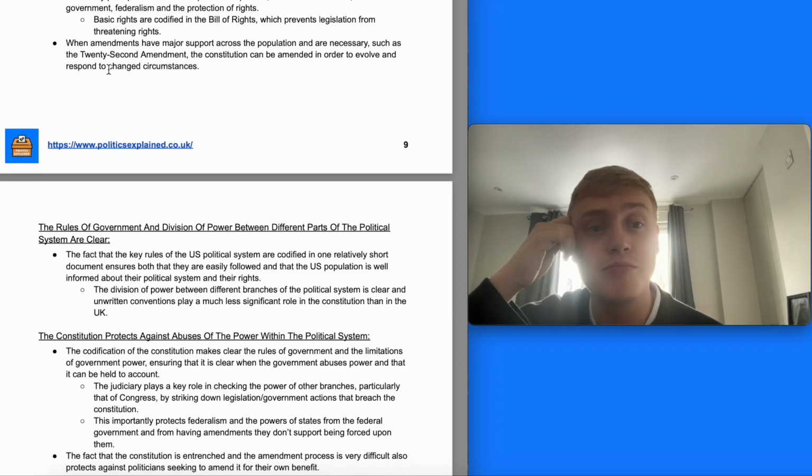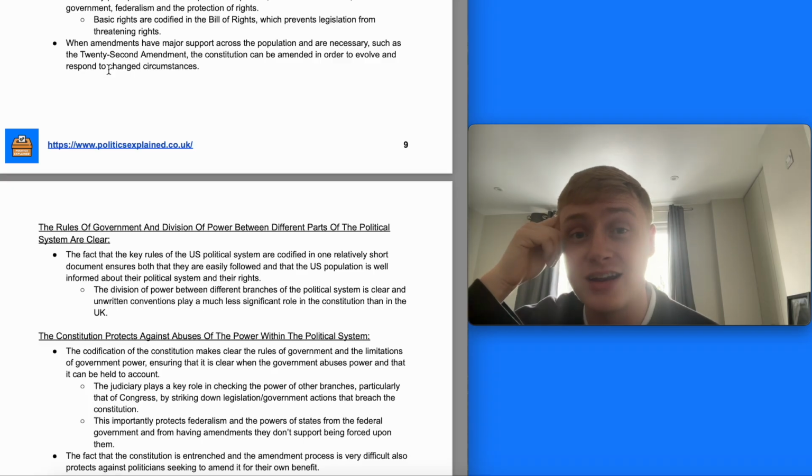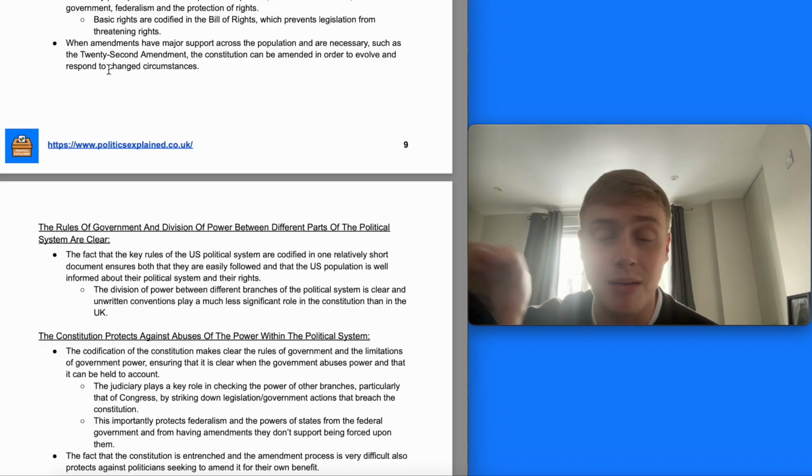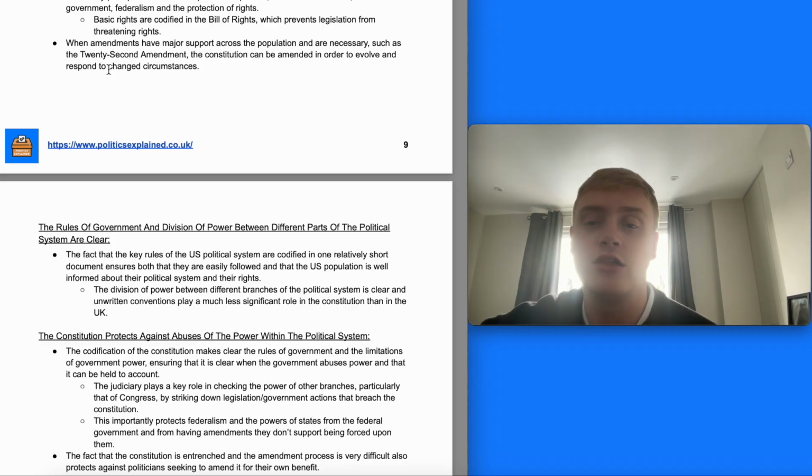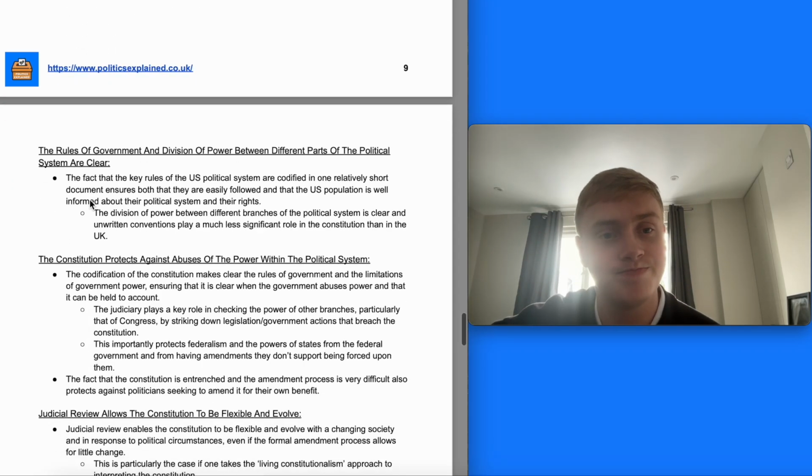When amendments have major support across the population and are necessary, the Constitution can be amended, such as the 22nd Amendment. But the vast majority of the time, when there's not this major support, amendments can't be passed, and that ensures that the key principles of the Constitution are well protected.